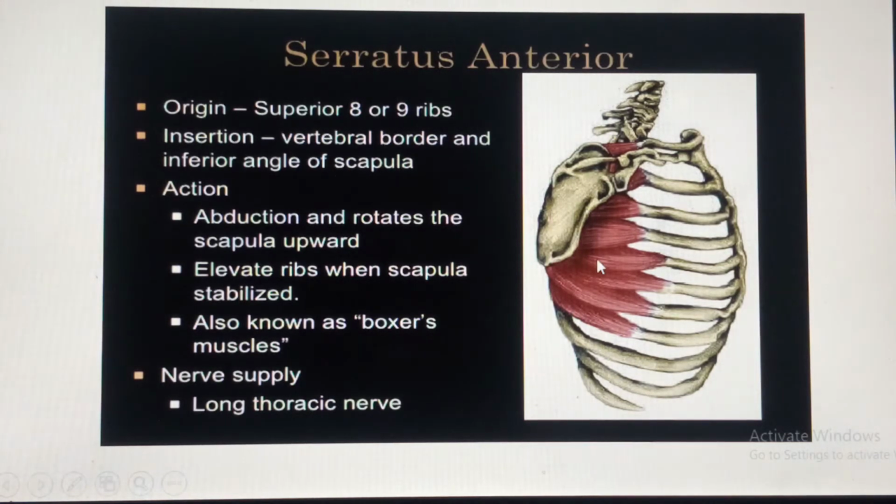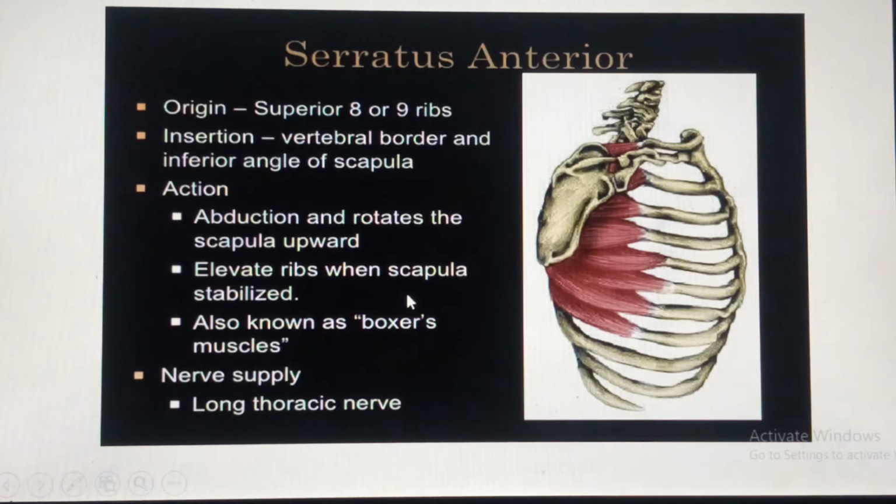Now, one key thing that you have to know is that this muscle is also known as the boxer's muscle, or the big swing muscle. Because it helps in protraction, this time not retraction, but rather protraction of the scapula when one throws a punch. That is why we call this muscle the boxer's muscle, or the big swing muscle. So that's one important thing that we have to know.